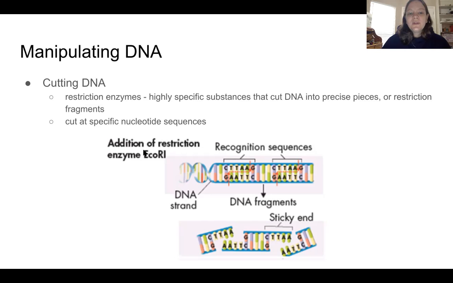So this is one example of a restriction enzyme. This one is called EcoRI. It looks for the sequence CTTAAG, and it cuts between the A and the G, and then it cuts across and cuts between the A and the G here. And so it creates what we call sticky ends, because it goes across.